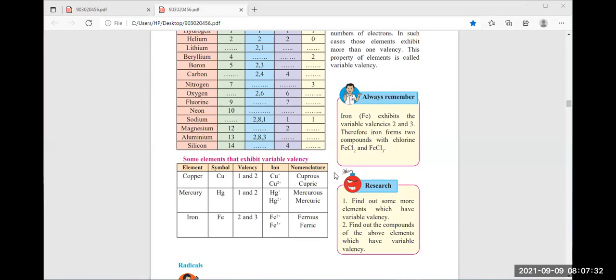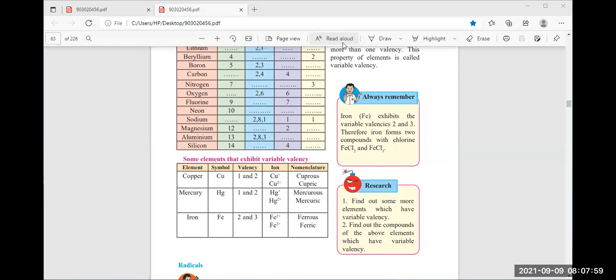Okay. About iron, Fe, ferrous. When it shows valency 2, its name is ferrous, and when its valency is 3, it is called ferric. Always remember one thing: iron, Fe, exhibits variable valency between 2 and 3. Therefore iron forms 2 compounds with chlorine: FeCl2, and with 3 chlorine, FeCl3.